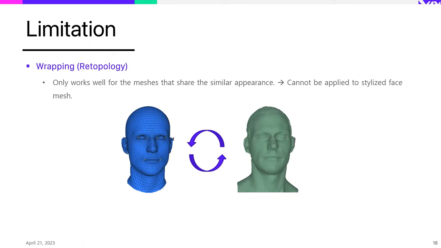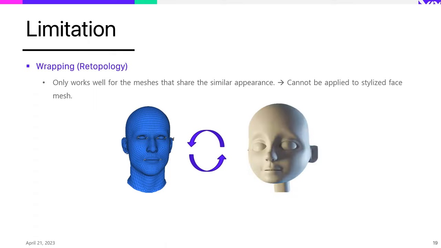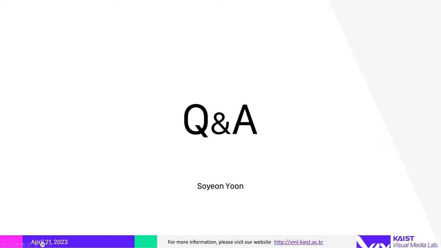So while I'm using this software, I have noticed one big limitation that is from the wrapping function with topology. It only works well for the meshes that share a similar appearance. So it cannot be applied to a stylized base mesh. Yeah. And yeah, that's all for my presentation.